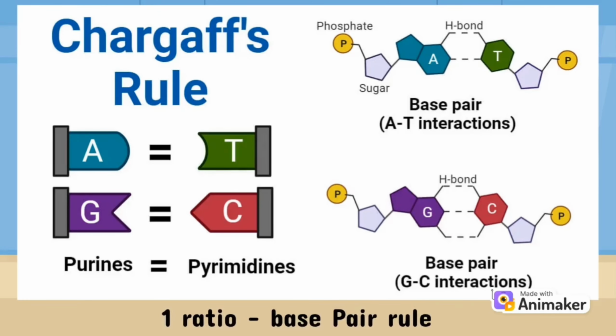This chart of rules states that in DNA, the amount of adenine equals the amount of thymine, and the amount of cytosine equals the amount of guanine. This 1-to-1 ratio ensures base pairing. These rules are crucial for maintaining the structure and integrity of the DNA double helix.